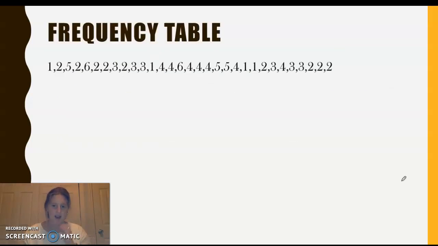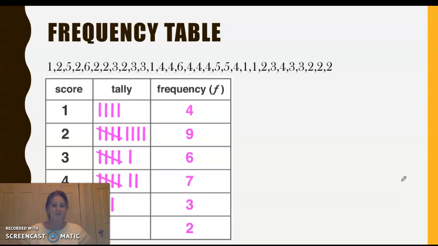Here's an example. I have this set of data, and it's looking kind of gross. I don't know what to do with it. I need to sort it somehow. It doesn't mean a lot to me in this list. We're going to put it into a frequency table. What that means is we're going to tally up, for example, how many scores of a 1 I see. Here's a 1. Here's a 1. Here's a 1. And here's a 1. So in this data set, I have 4 scores of a 1.